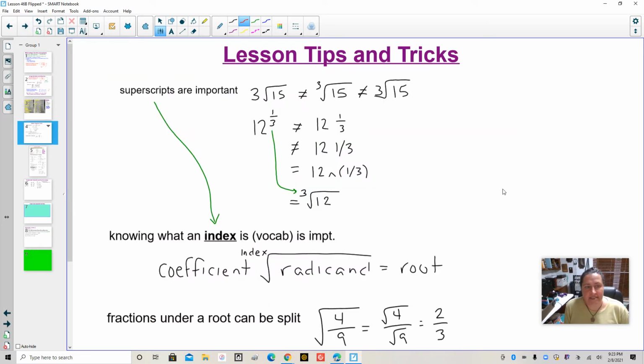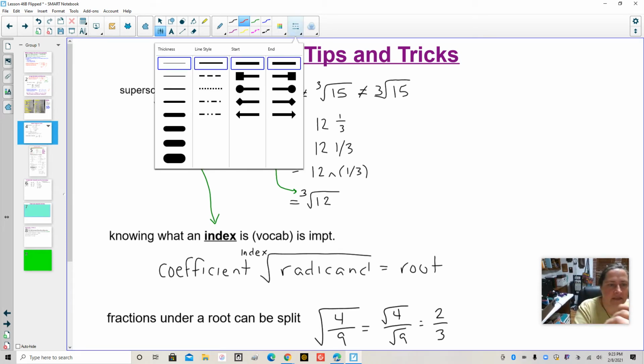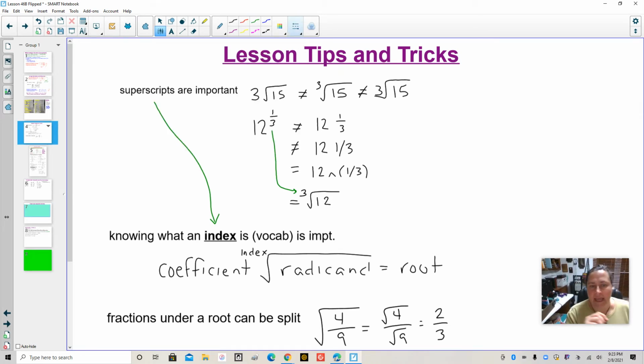All right, lesson tips and tricks. Superscripts are really, really important. Let me grab a skinny red. Okay, 3 times the square root of 15 is not the same as the cube root of 15. Even if you write that 3 in the little check mark area, it needs to be a superscript. So these are probably the same, but that is not the cubed root of 15 at the end.